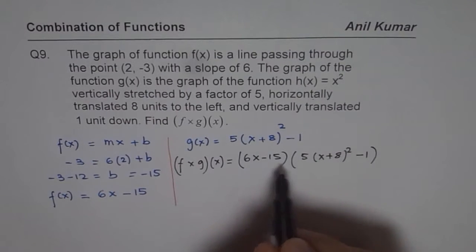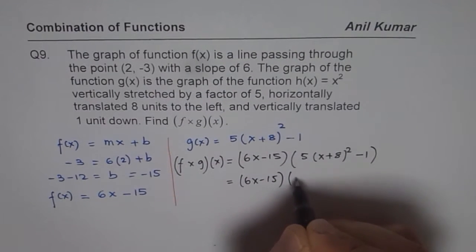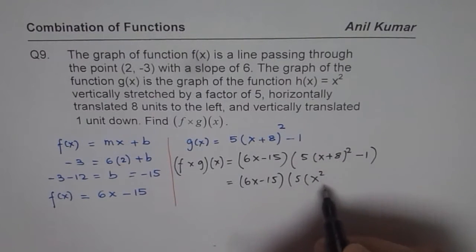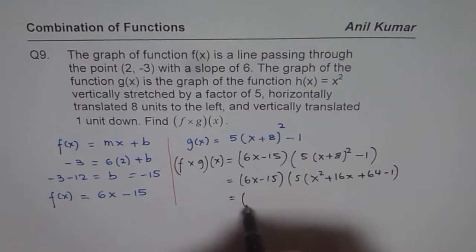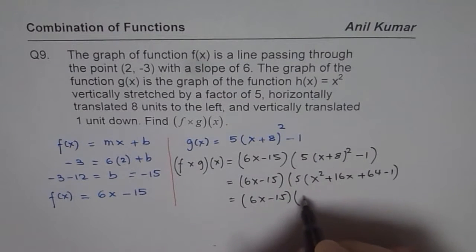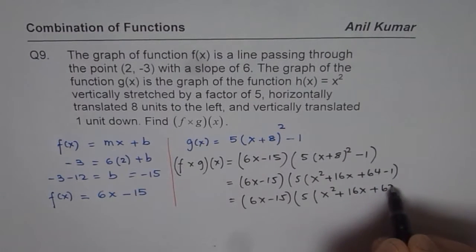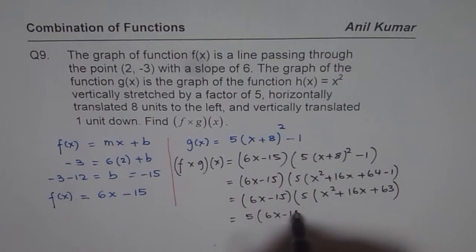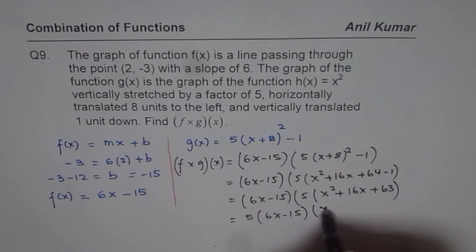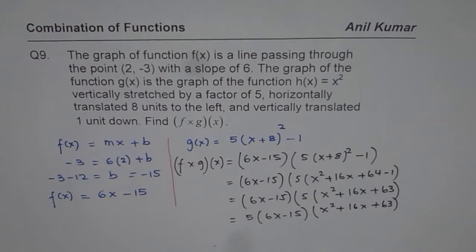Now as an exercise, what you can do is expand and simplify. Let me just expand this part, and then I'll leave the rest for you. So we have 5 times x squared plus 2ab, that means 16x plus 64, minus 1, and this I could write as 6x minus 15 times 5 times x squared plus 16x plus 63, correct? So we can take 5 outside, so I'll write it in the product form, rather factored form, 6x minus 15 times x squared plus 16x plus 63. Okay, so that is the product of the two functions given to us.